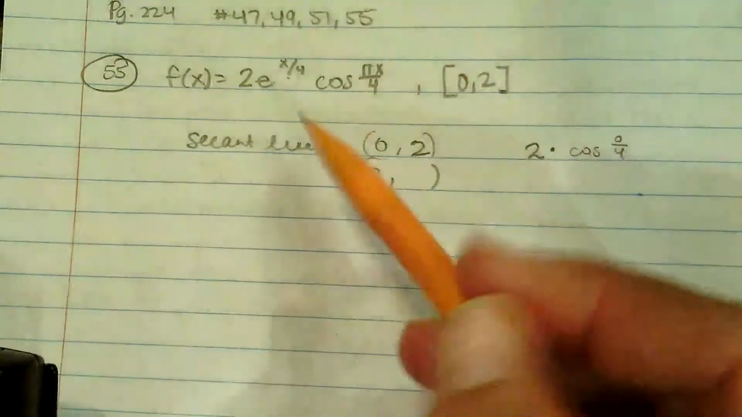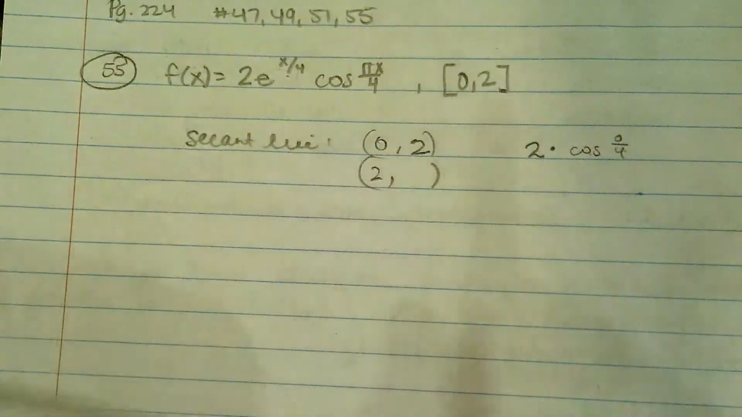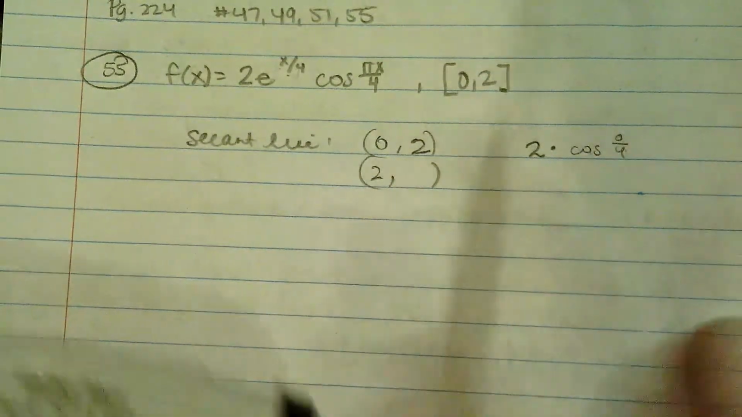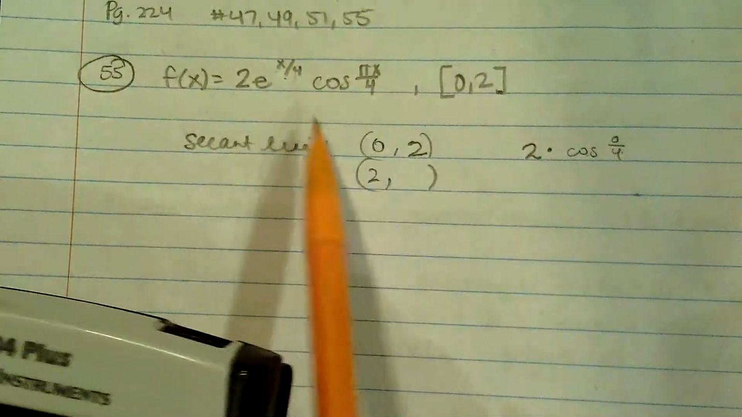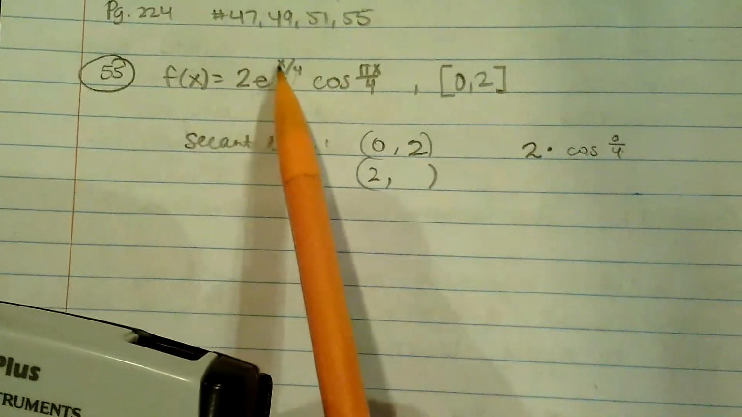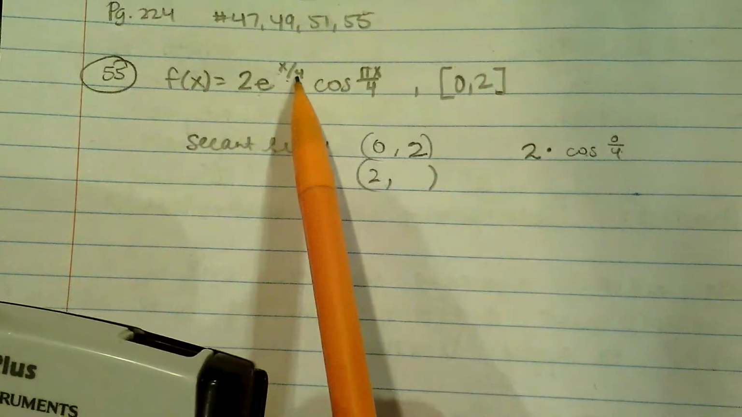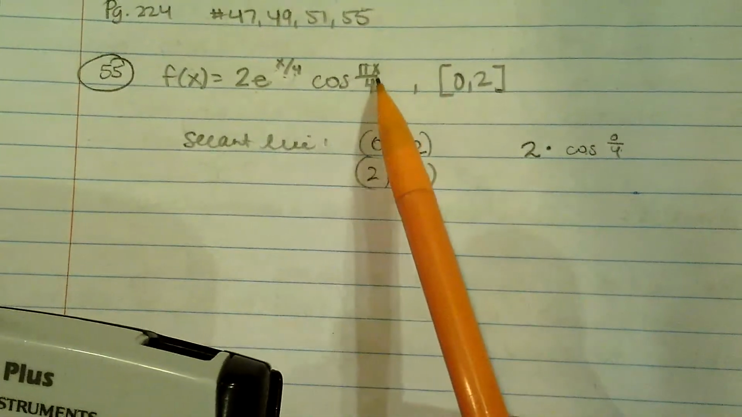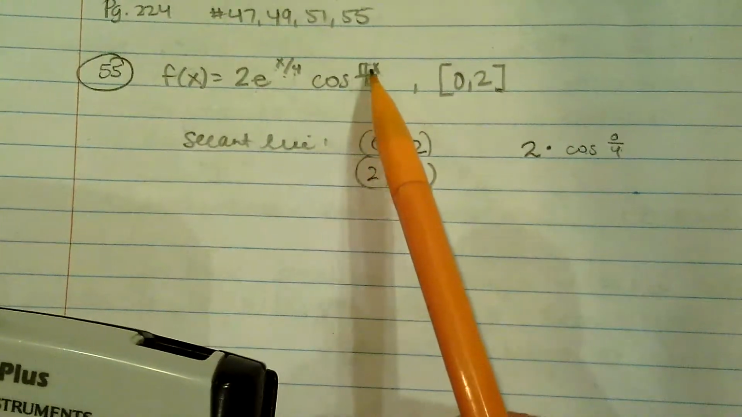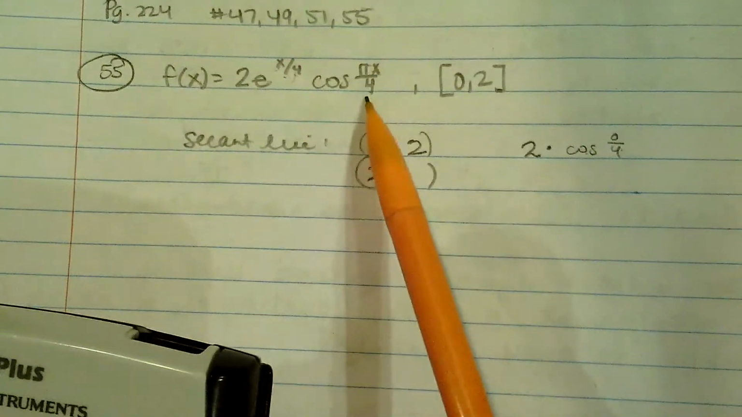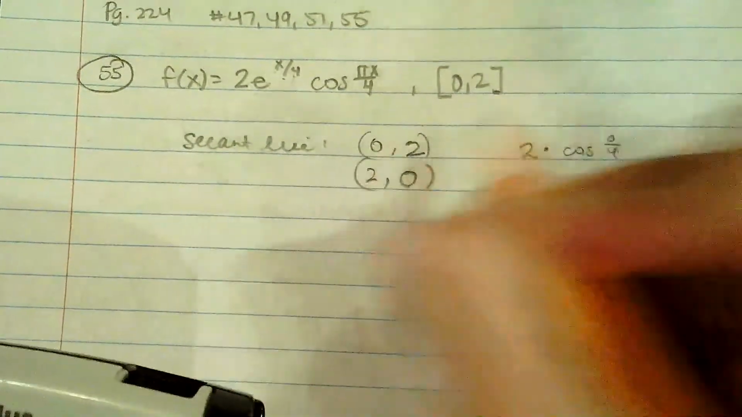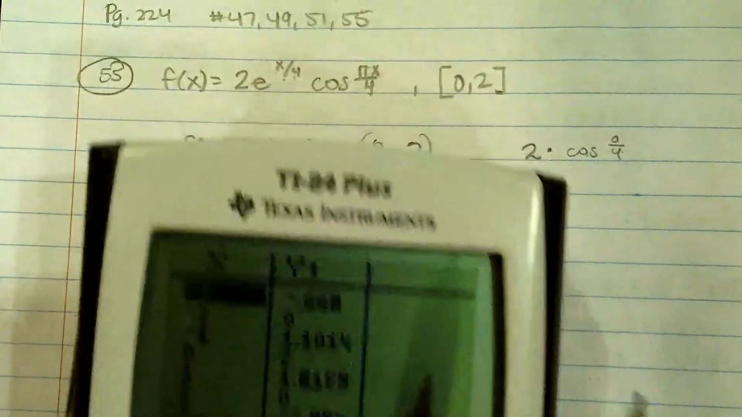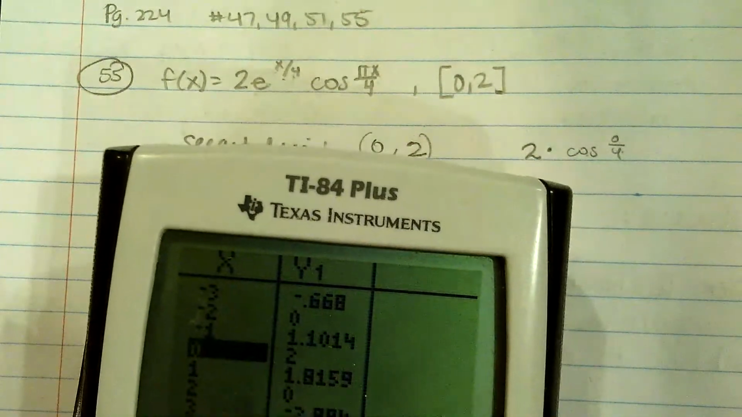I do have my calculator, and I was thinking I could do it without, but I can't because I'm going to plug in a 2, e to the 1/2 power. I don't know the answer to that. But when I plug in 2, I'm going to get 2 pi over 4, which is pi over 2, and the cosine of pi over 2 is 0, so that's going to zero out the whole thing. So just to double check my table, at 0, 2, and at 2, 0.